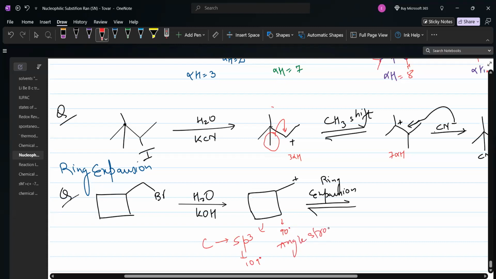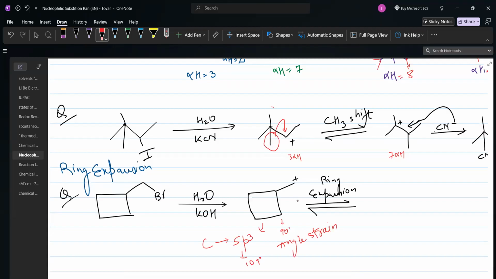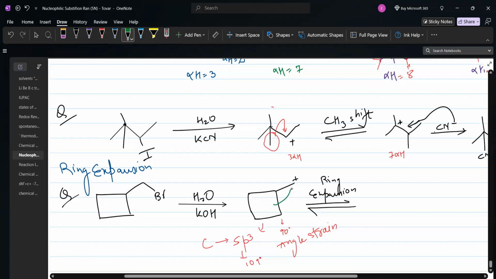angle strain. The reason I am teaching you why this is happening will not be taught in your school. Why the ring expansion is taking place: the reason is that the carbon-carbon bond wants to be at the angle of 109, and it has been reduced to approx 90 degrees, about 19 degrees less. So they are feeling some strain. So what will happen, this bond breaks. Okay, and this will go here, and finally we will be having this.